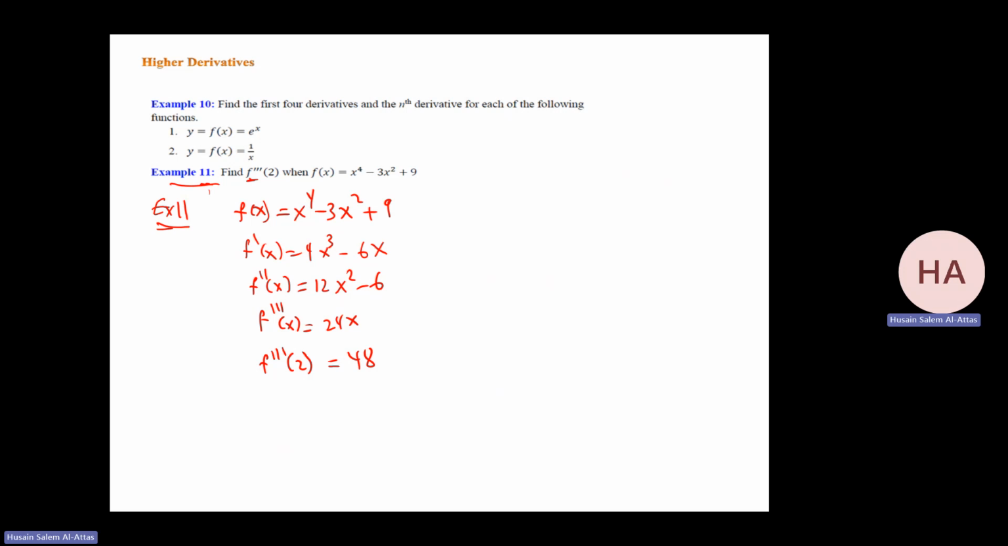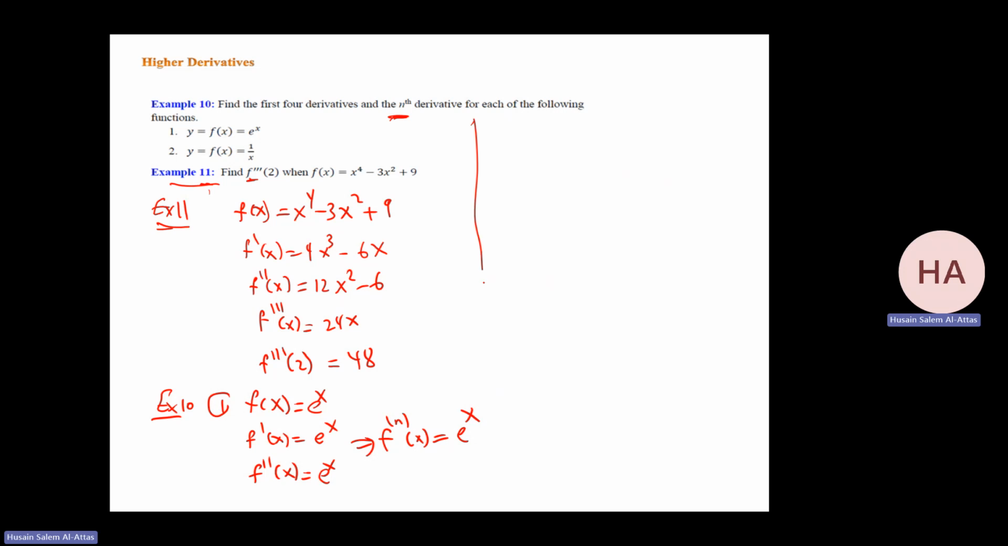Now, if we want to talk about the nth derivative, I want to see the pattern. I think the first one in example 10 is an easy one. What is e to the power x? What's the derivative? Same. Second derivative? Same. So what is the nth derivative? That will be e to the power x. Nothing to worry about. It's the same. If we do millions of derivatives, everything is e to the power x. Okay, this is an easy one.